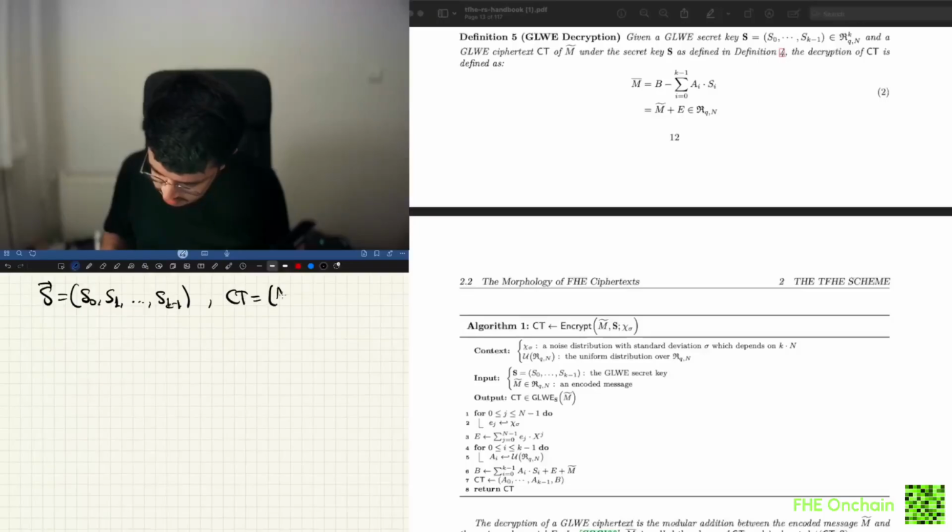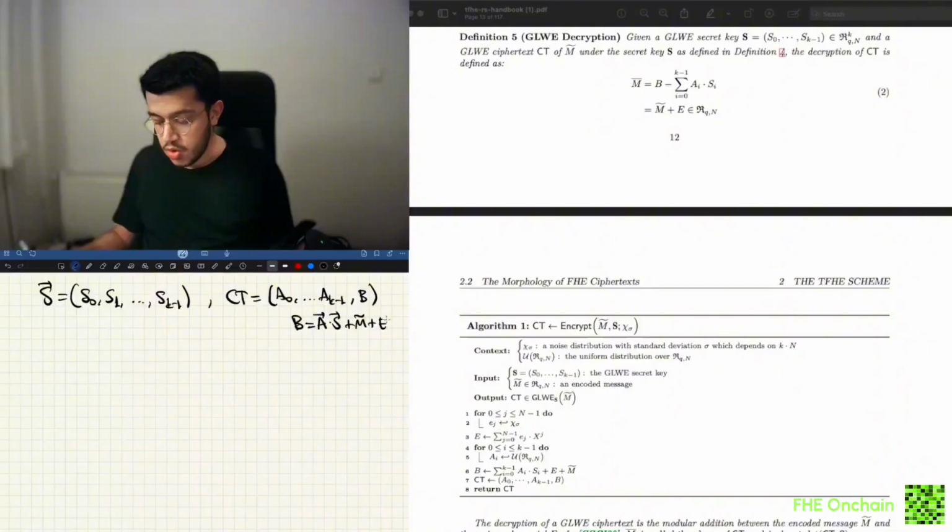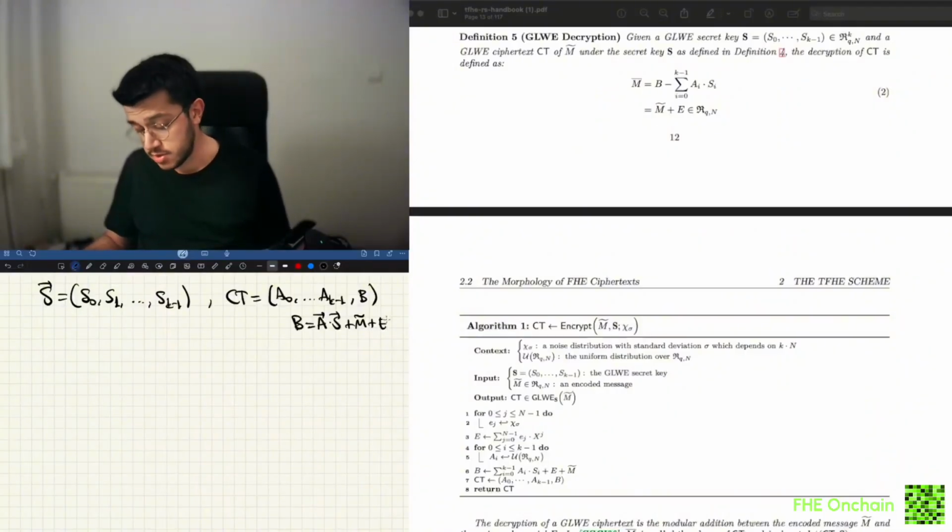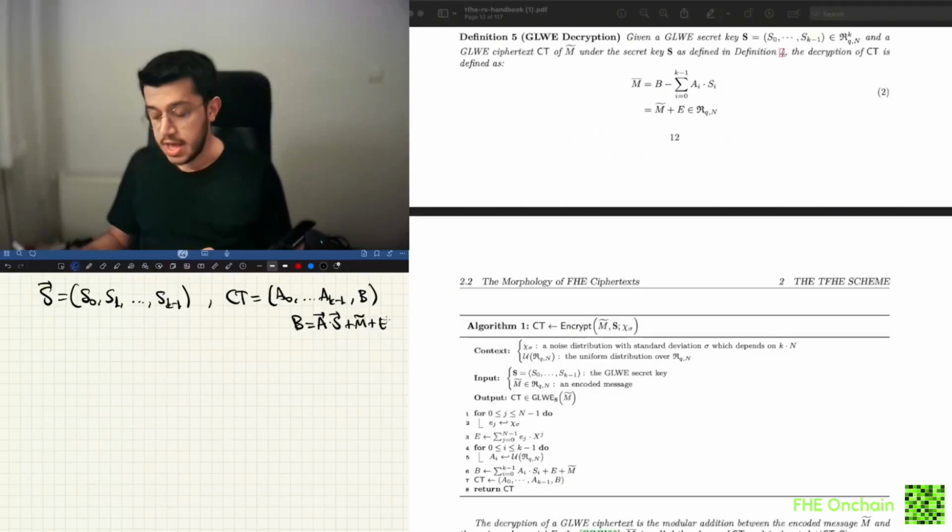CT: A0 till AK minus 1 and B, where B is equal to A.S plus M tilde plus the noise. So we're given these A0, A1 till AK minus 1 and B, and also the secret key S1 to SK minus 1, and we're asked to find this M tilde.